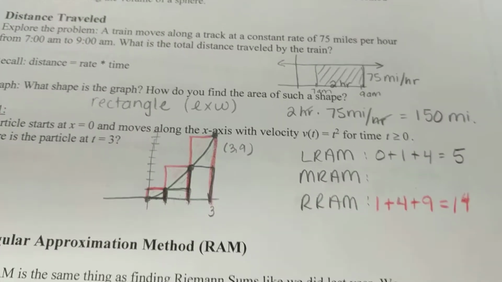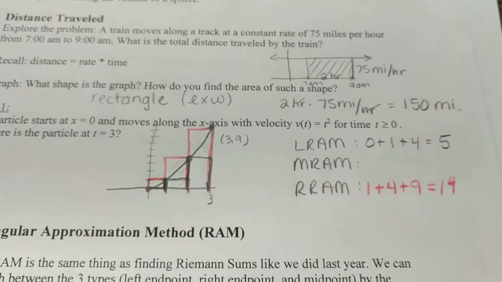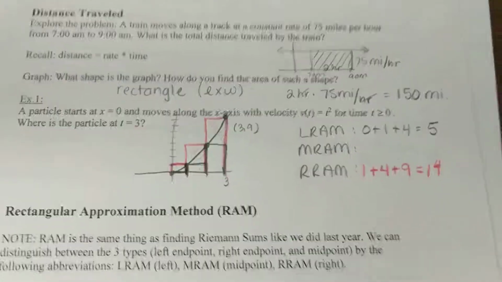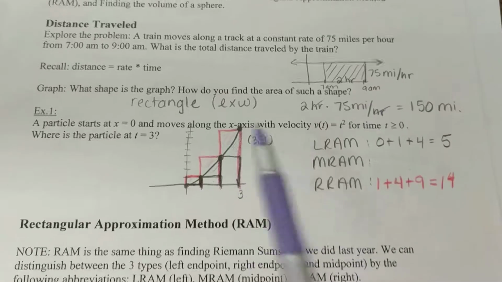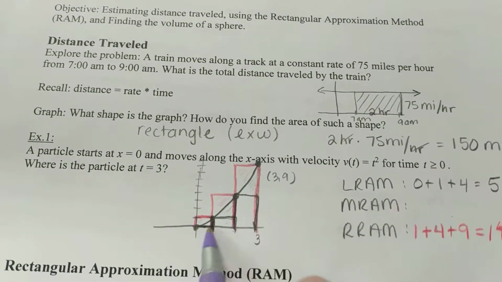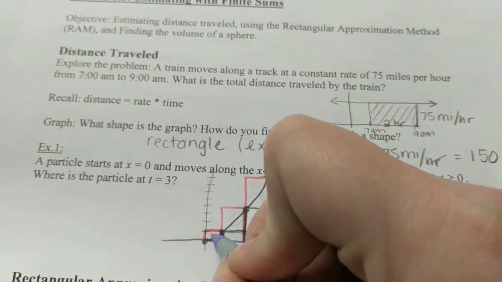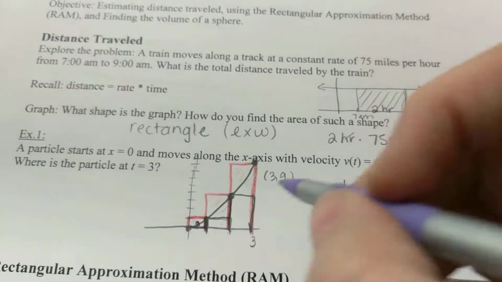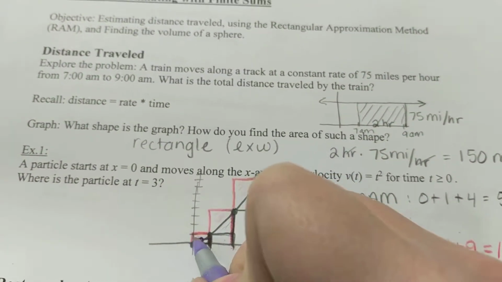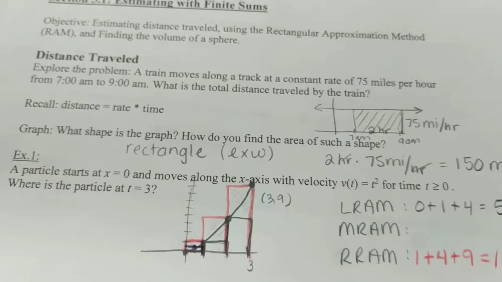So now we take out a third color, and this time we have to use the midpoint. So for midpoint, I'm going to use purple. So still looking at the same areas here, so from 0 to 1, the midpoint is actually at 0.5. So I'm going to go to 0.5, and this time I have to draw the rectangle to the left and to the right.